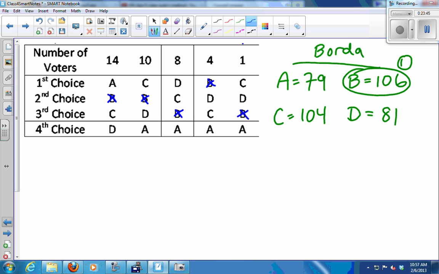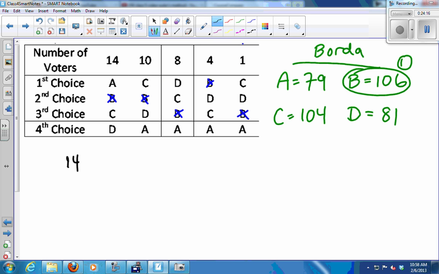So do all my first places. For A, I have 3 points times 14, which is 42. 3 times 10 is 30. 3 times 8 is 24. Oh, whoops, B is gone. So those 12 points go to D, because D is in first place now that B is gone. Actually, I think it might be clearer if we just write a new preference schedule.